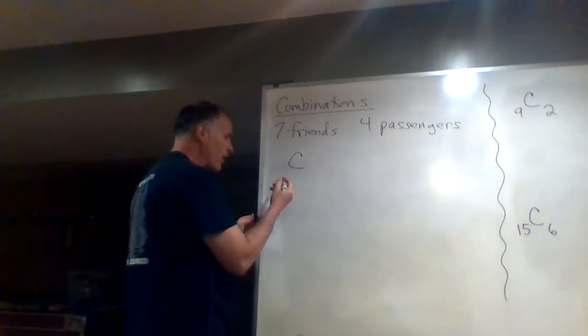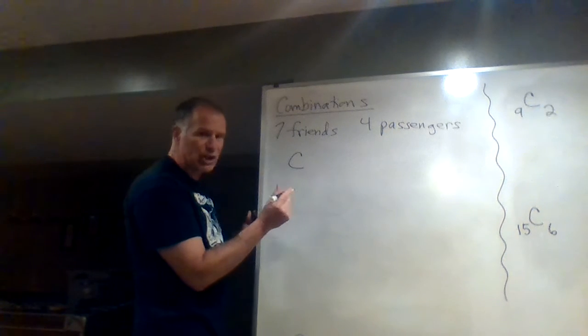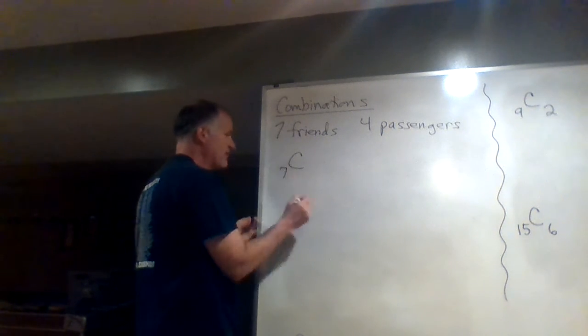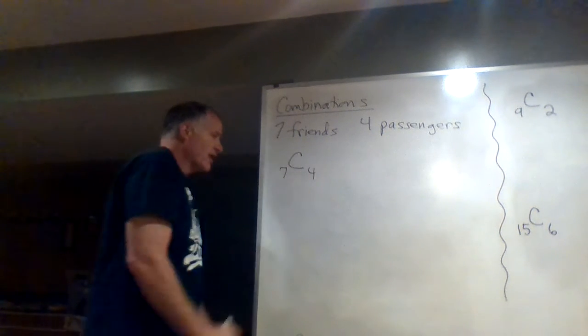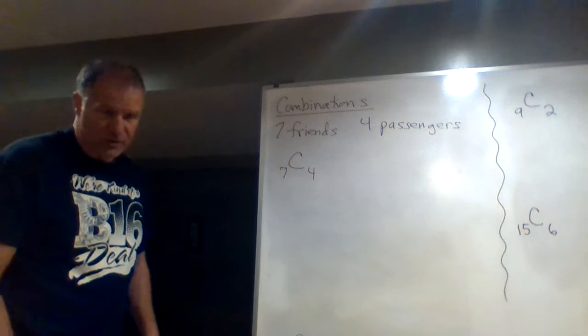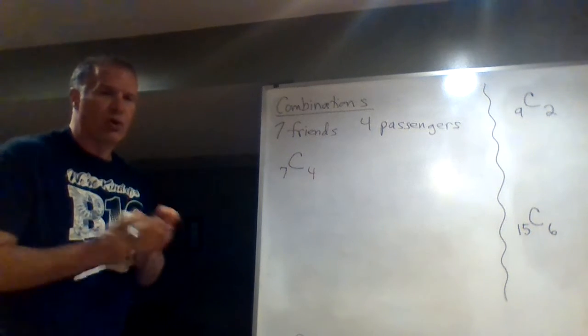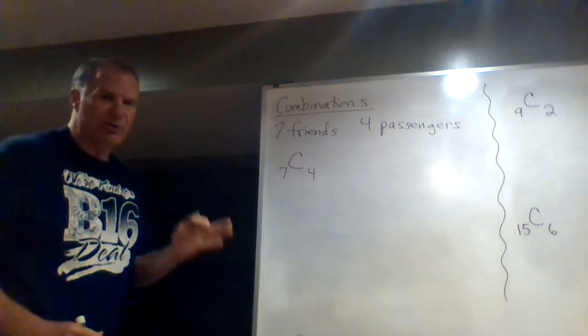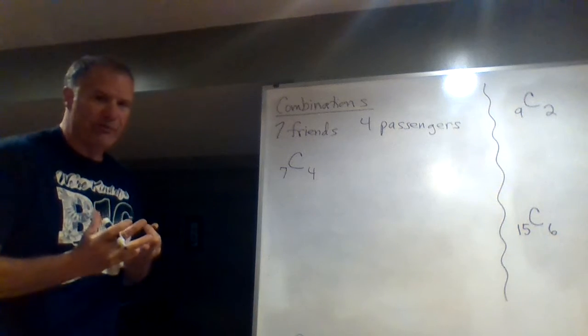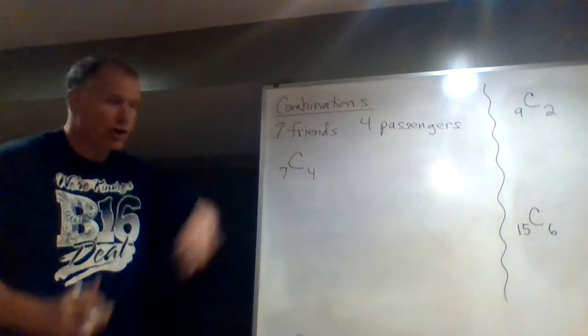So what we do, now what's nice, a lot of this looks similar. So we got 7 people, and we can put them in groups of 4. So again, we're grouping them in 4. There's not an order. It doesn't matter who's number 1, number 2, number 3, or number 4. It's just you're taking a group of 4 friends and putting them in your car.